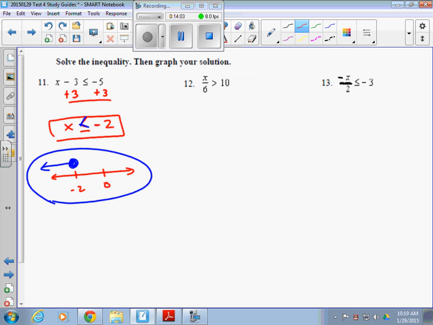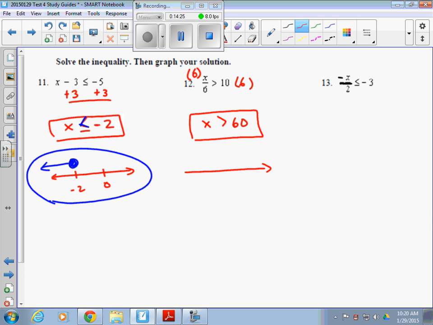Number 11 says x over 6 is greater than 10. That means x divided by 6. Multiply each side by 6 to get x by itself. X is 10 times 6, which is 60. All we did was multiply by a positive number. Do not reverse the inequality sign. X is greater than 60.